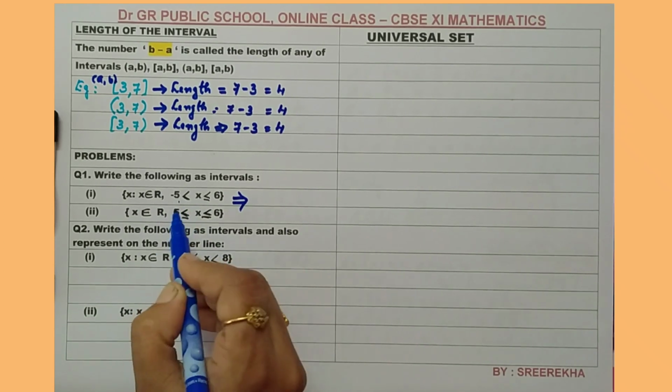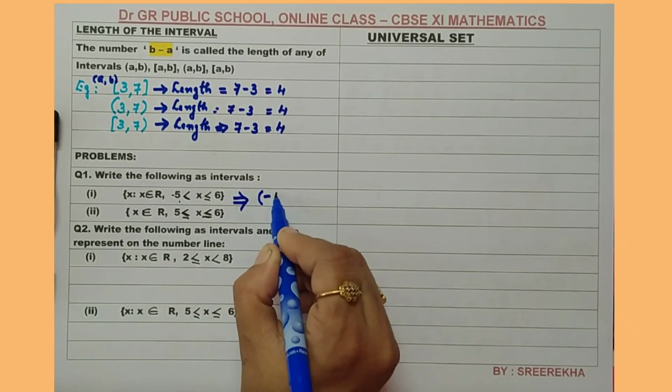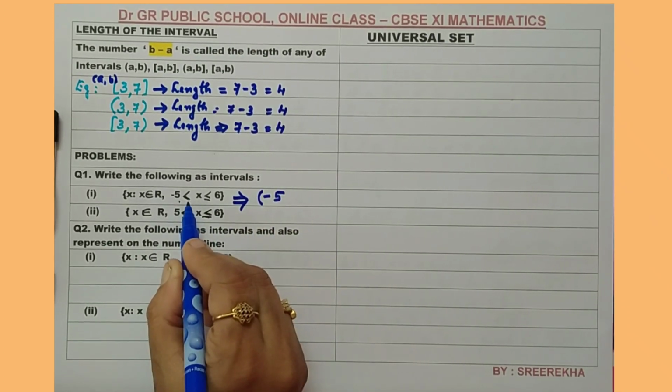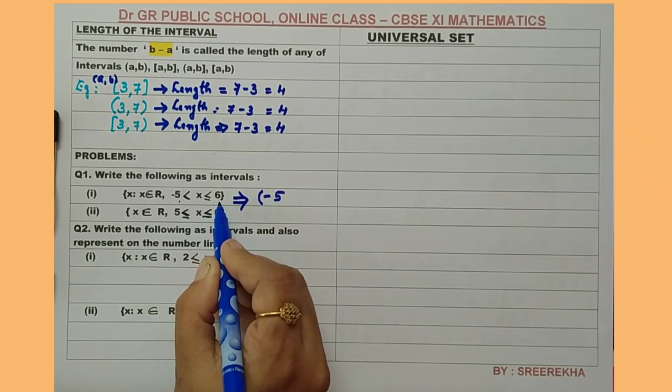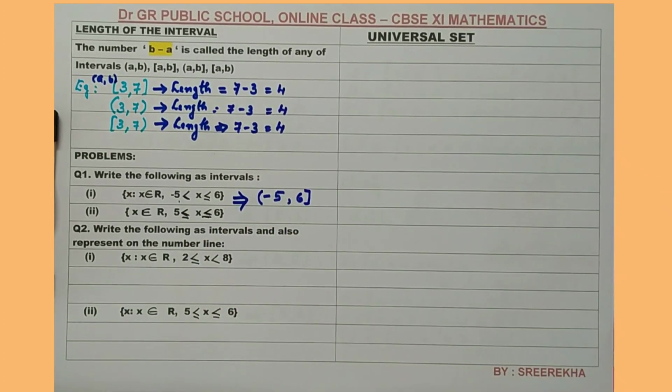But the condition is that minus 5 is not included, so it is open. Minus 5 is not included; this is a less than symbol. And 6 is included, so you have to mark 6 as closed. So the interval is open minus 5, closed 6.